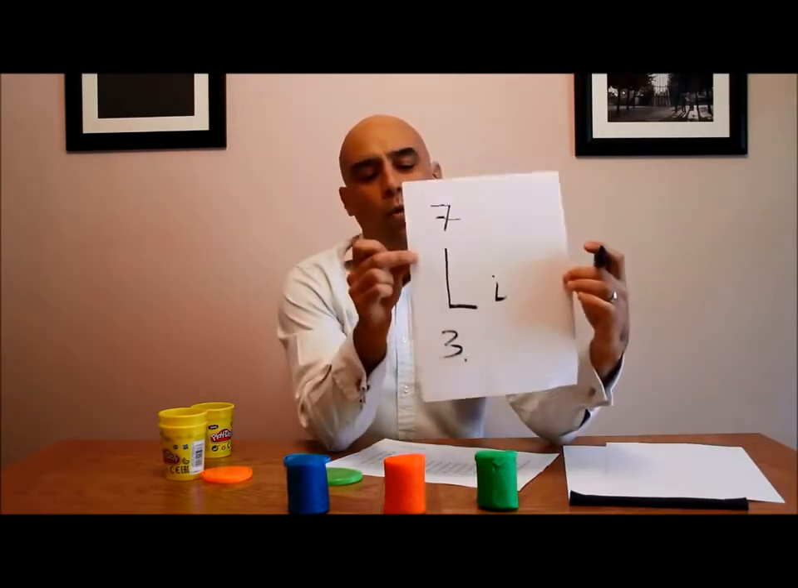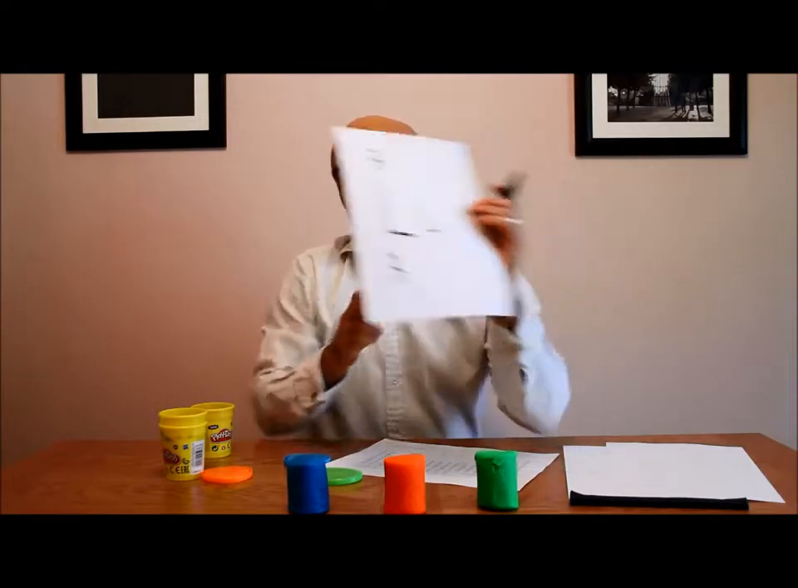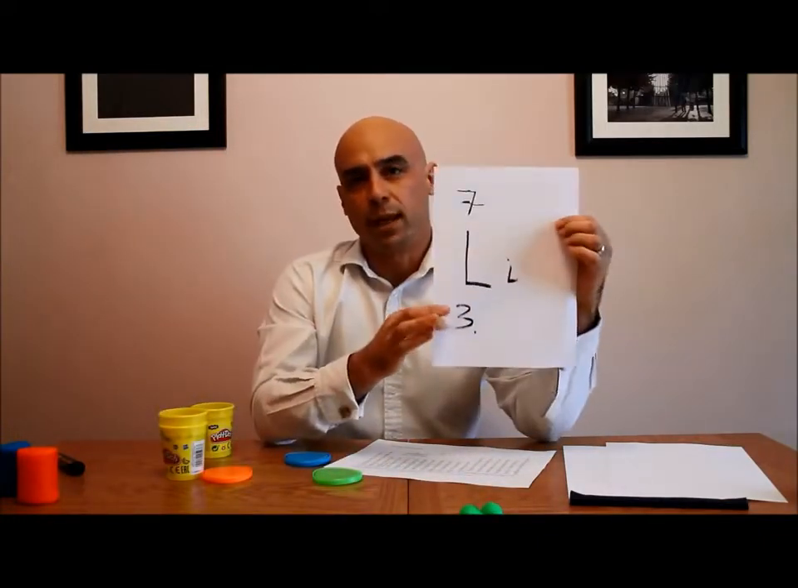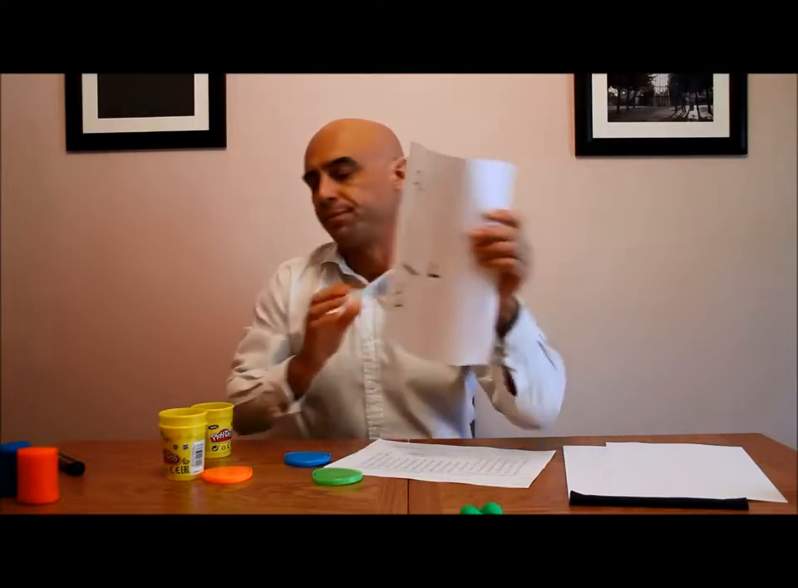Okay. What that means is it has 3 protons. So what we're going to do is use the Play-Doh to make 3 protons. 1, 2, okay, they should be equal size. 3, there you go, it's got 3 protons. I'm going to make this a bit smaller just to get them all equal sizes. There we go, so it's got 3 protons. That's what this number here means. 3 protons is the atomic number.